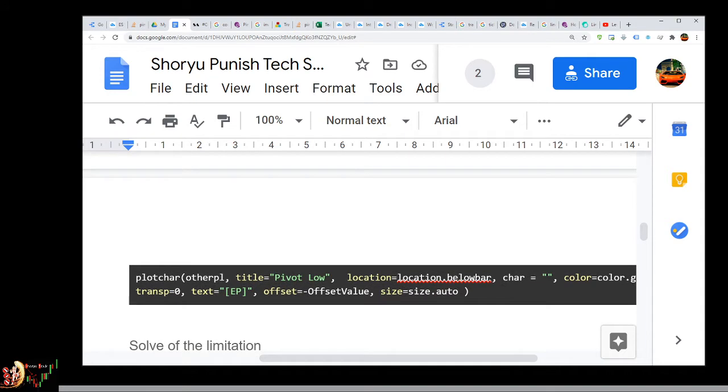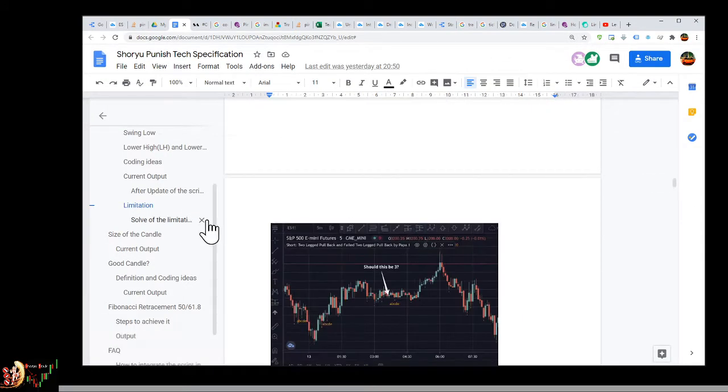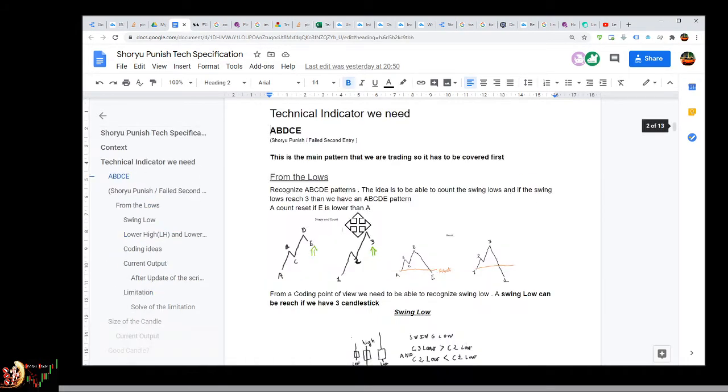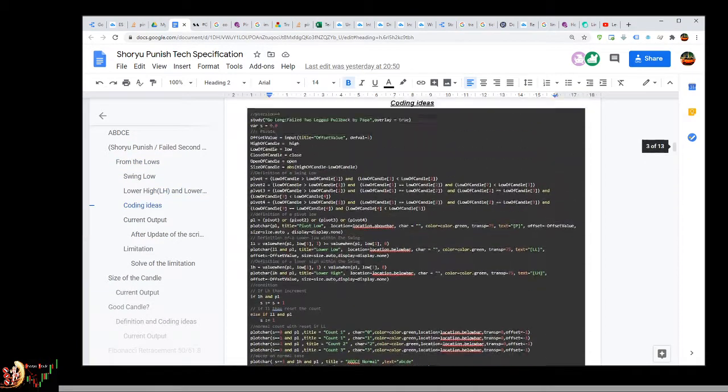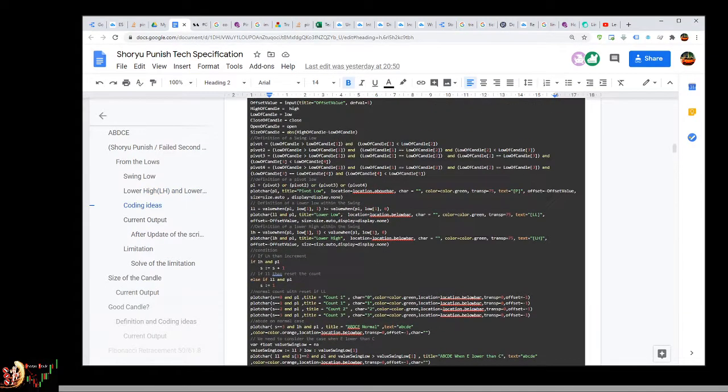Based on this, I did an update on the code to take into account on the pivot when we have 2, 3, and 4 matching low candles. Normally it should cover not 100%, because maybe in some other period we'll have 5 matching lows, 6 matching lows, but it should cover most of the use cases.